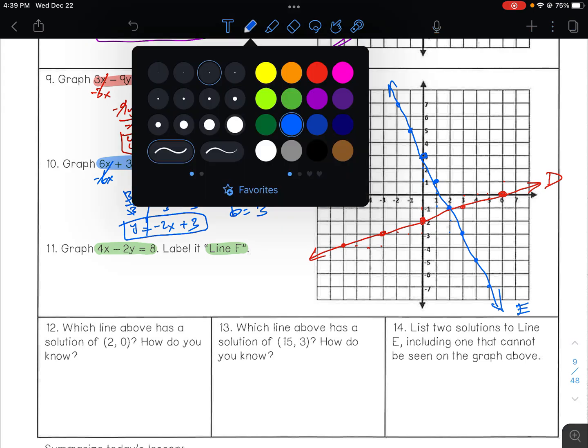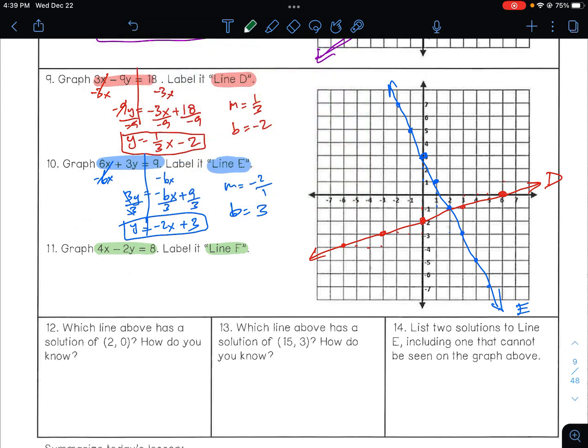And then let's do line F, which we also have to convert into slope-intercept form. Subtract 4x from both sides. That'll cancel. Subtract 4x from over here. You are left with not just 2y, but negative 2y equals negative 4x plus 8. Divide by negative 2, which cancels the negative 2's. Divide this by negative 2, divide that by negative 2. Negative 4 divided by negative 2 is positive 2x. 8 divided by negative 2 is negative 4. So our slope is 2. Our y-intercept is negative 4.